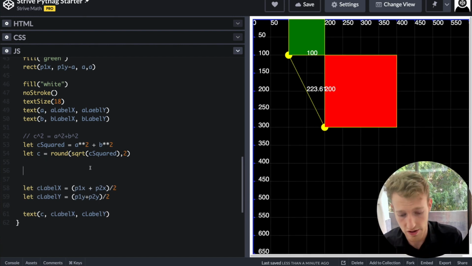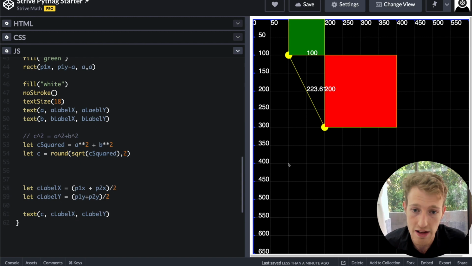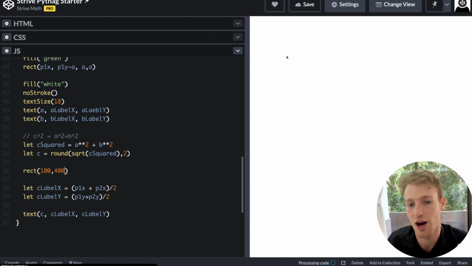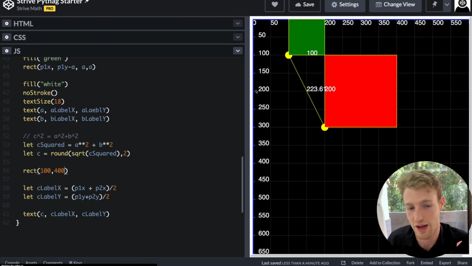In order to do that, we simply need to get a square with that side. So let's maybe put it somewhere like over here. Let's put it at like 100, 400. So we can say rect 100, 400. Now the reason, right, ideally we would put it on top of this. We'd put it on the actual hypotenuse.